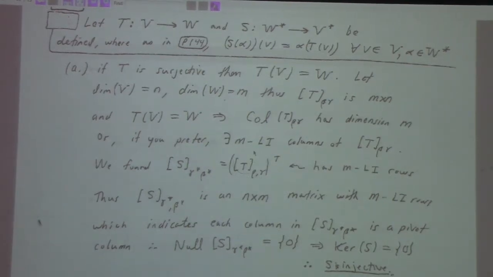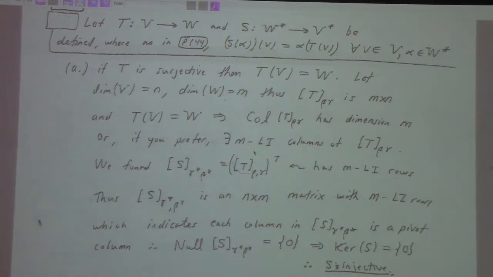I could be wrong. No, that says it has m, how to say this? It has m linearly independent. Oh, I'm all mixed up with m and n. But anyway, if you work through it, you can argue that the null space of the transpose is 0 from this. Each column is a pivot column, so the null space would be 0. Which would say that the kernel of the transpose map is 0, which would say that S is injective.